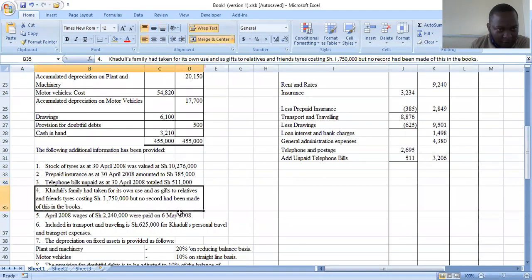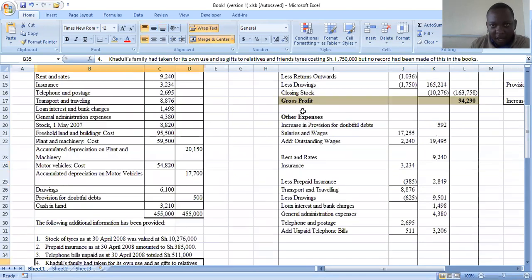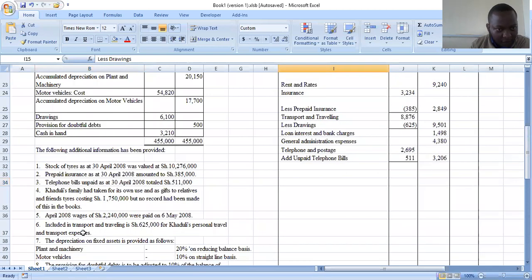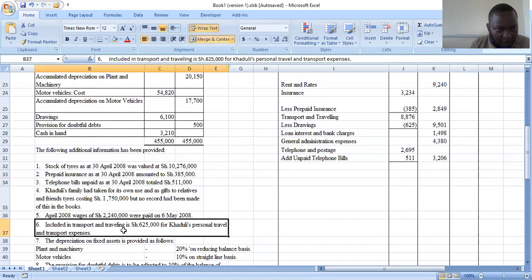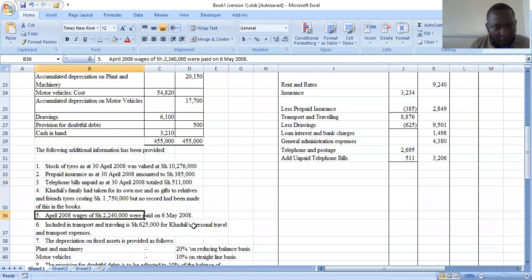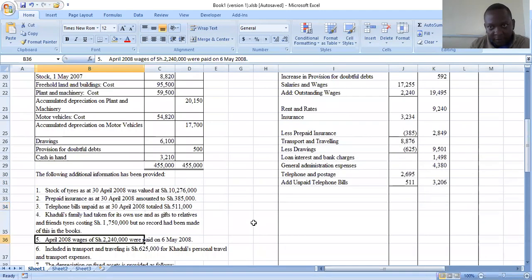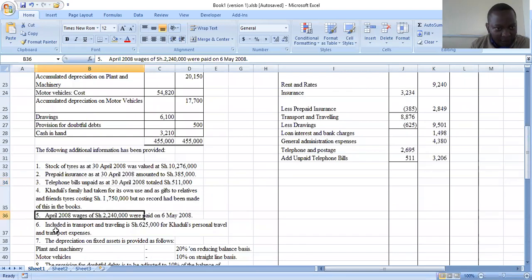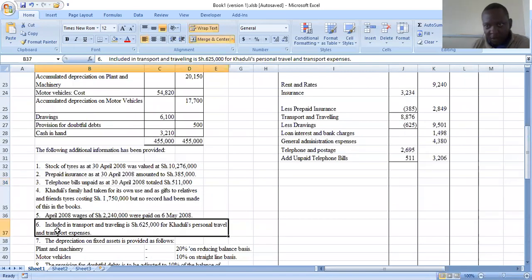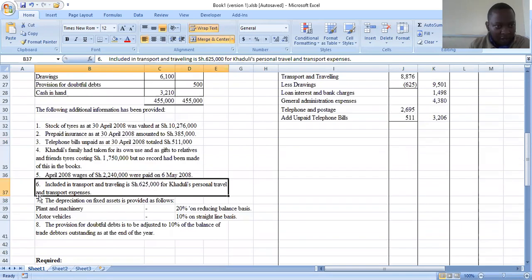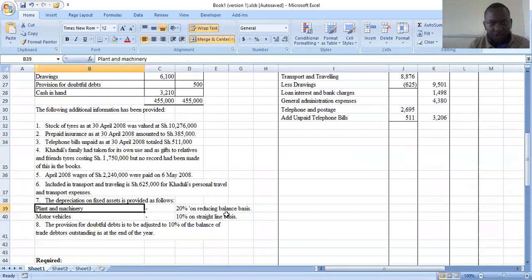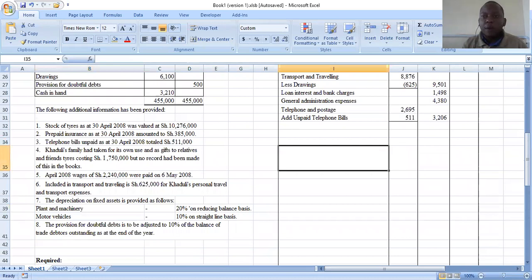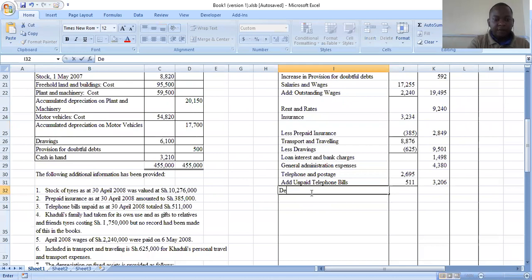Have we captured number 4? Kanduli's family had taken for its own use. We've captured it, it's in the drawings up here, 1750. Wages, number 5, wages of 22,240 were paid in May. That one I've captured. Then Kanduli's personal travel of 625, that one is captured. The other item that is not captured is depreciation. So depreciation should be treated as an expense, so we should have depreciation here together with the other expenses.